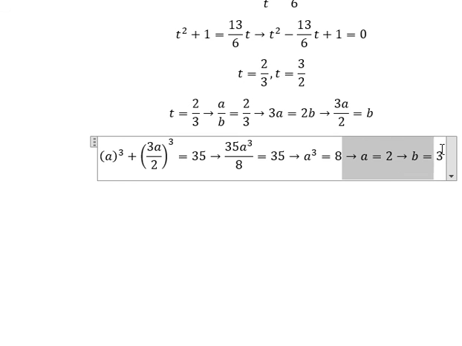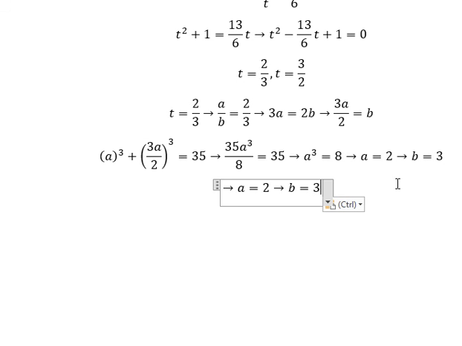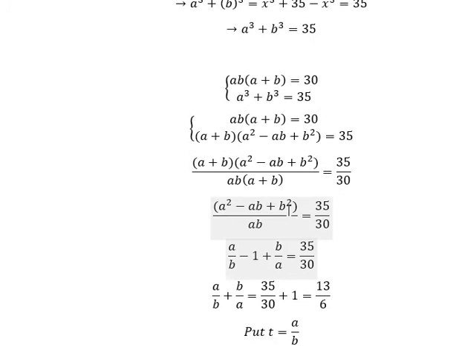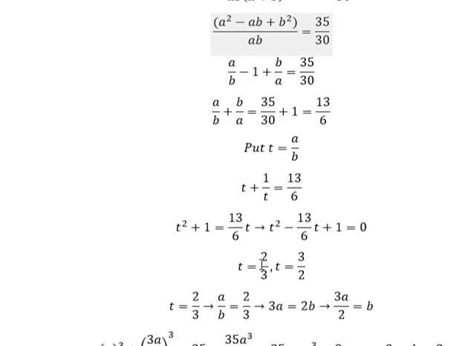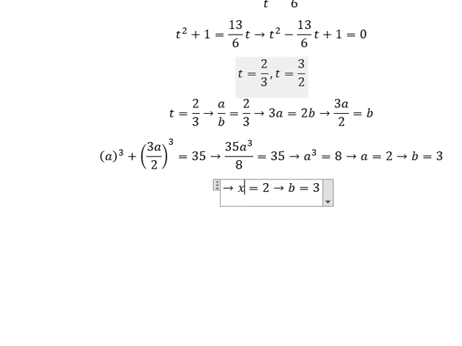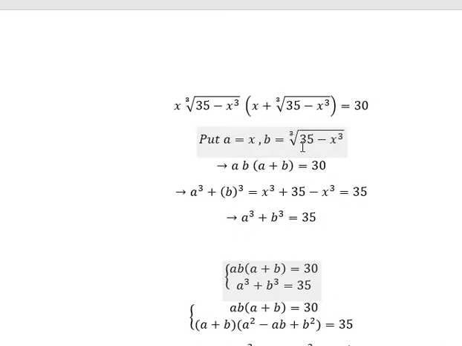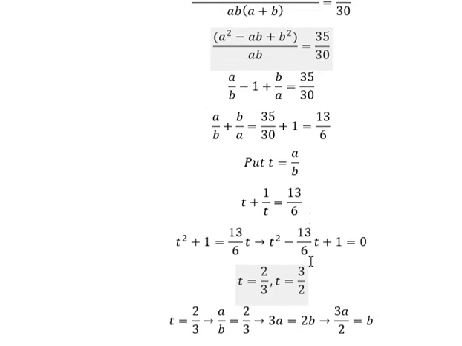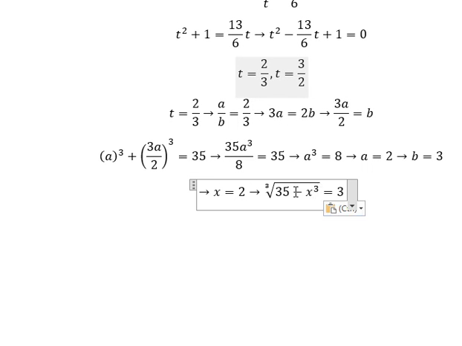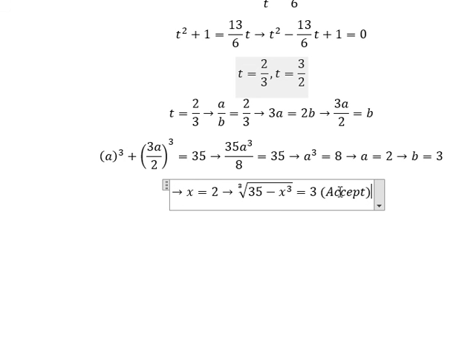And now a is about x, and b is about this one. So when we put 2 in here, you get 3. So we accept x equals to 2. Now let's go to the second one.